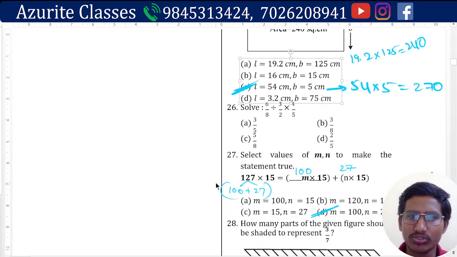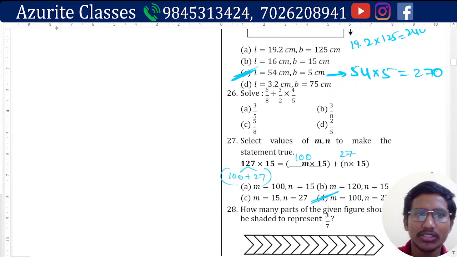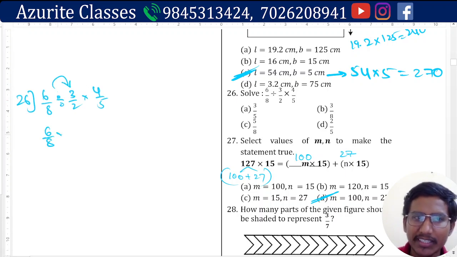So 26 question. So we have to solve this. So let us solve it now. So what is the question? 6 by 8 divided by 3 by 2 into 4 by 5. So we have to take reciprocal of 3 by 2 and multiply in the division, right? So 6 by 8 into 2 by 3 into 4 by 5. Now cancellation we will have to do.